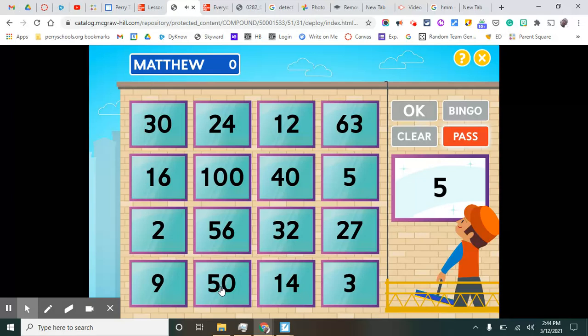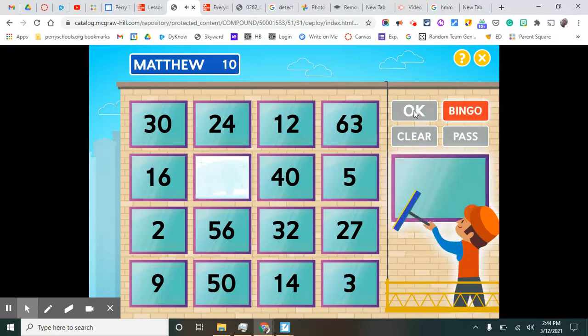Besides 50, what's another number I could choose? Yeah, I could choose 5. I could choose 40. I could choose 100. I could choose 30. In fact, I am going to pick 100 because I know when you're playing bingo, it's kind of good to get the middle. Woohoo! Oh, and I got some points here.